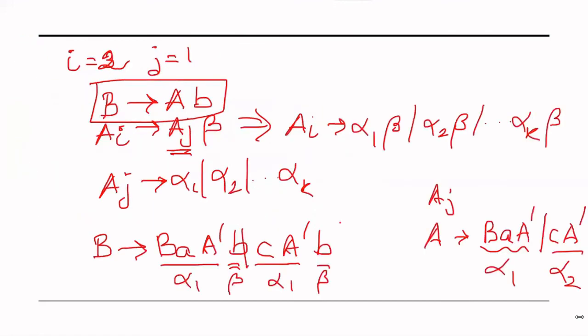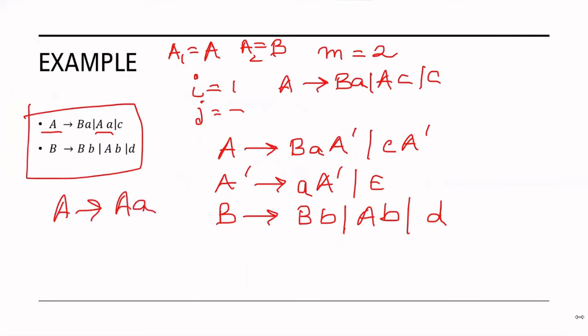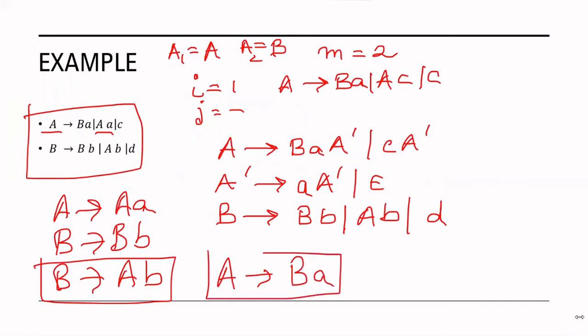So our initial grammar was this. There were two types of recursion. One was immediate: A derives AA, this was immediate left recursion. B derives BB, this was also immediate left recursion. Also from B we had B derives AB, this was an indirect left recursion. Similarly from A we had A derives BA, this was also, sorry, not immediate, this is also an indirect left recursion.